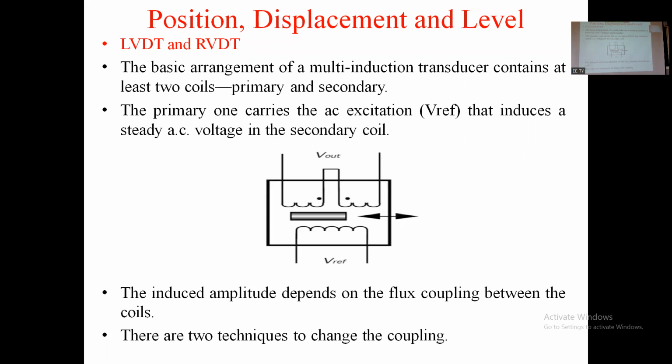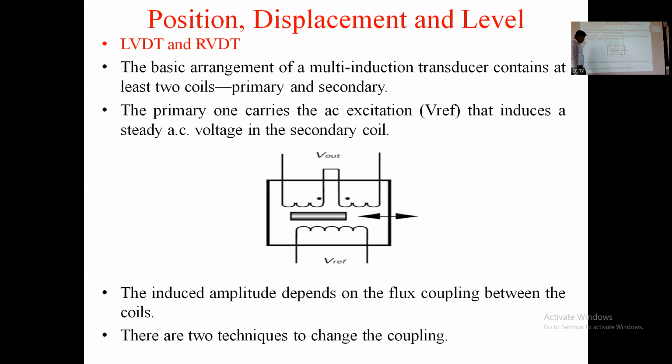It will contain at least two coils, that is primary and secondary coil. The primary one carries the excitation voltage, or it may be reference voltage, supply voltage, and that induces AC voltage in the secondary side. Okay. Similarly, किंवा याला आपण इलेक्ट्रोमॅग्नेटिक इंडक्शन, म्युच्युअल इंडक्शनचा प्रिन्सिपल म्हटलं तरी काय अर्थ, बरोबर? प्रायमरी आणि सेकंडरी किंवा ट्रान्सफॉर्मरचं सेम प्रिन्सिपल आहे. There is also EMF induction in the secondary side.